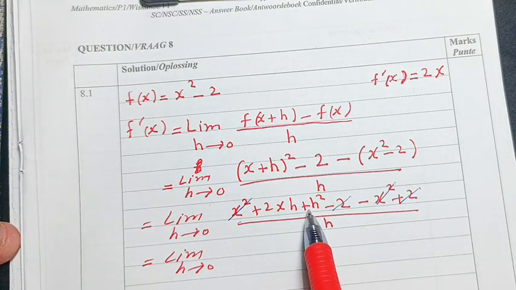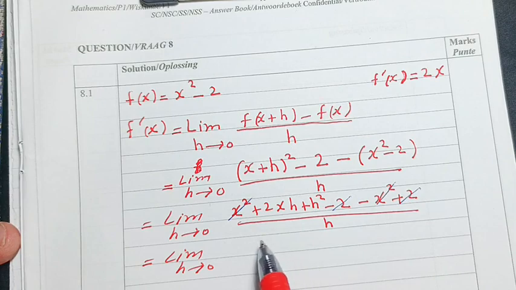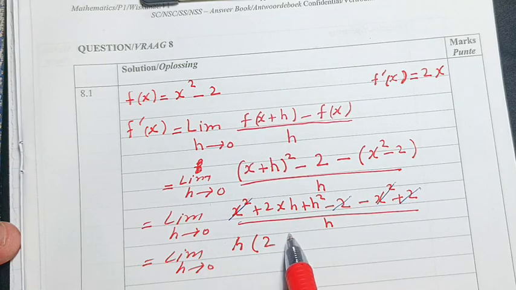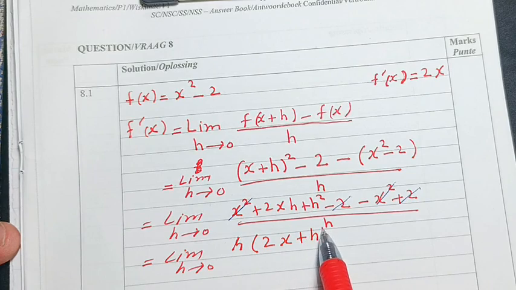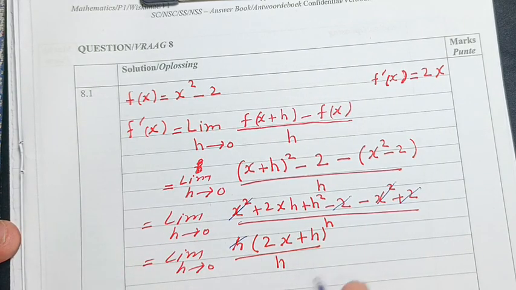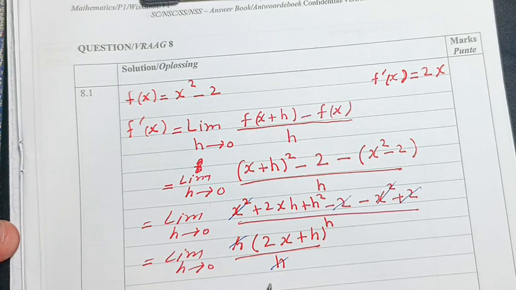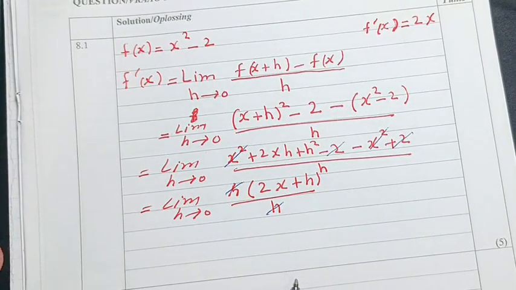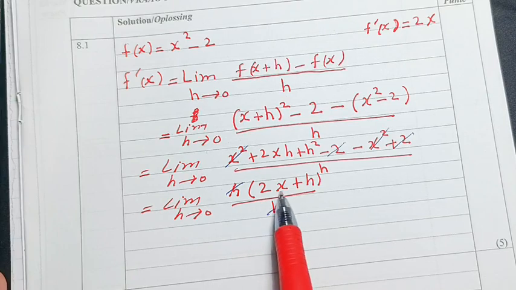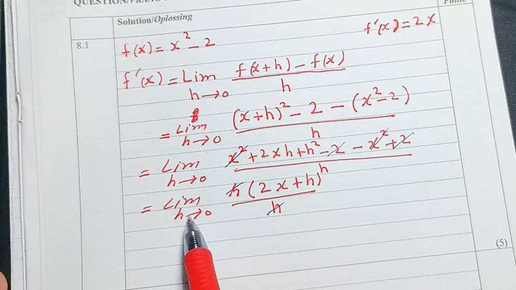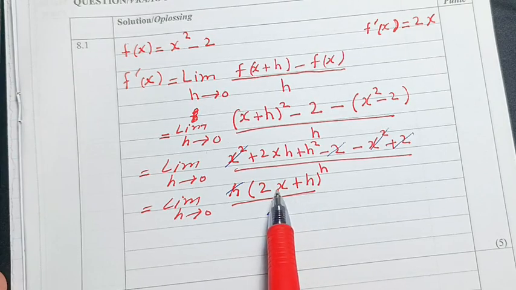Now in here h is common, so we have on top 2x plus h over h. Again h and h cancel. But remember, when you are left with one h, the denominator h cancels out, which means you are on the right track. So 2x plus h is left. Now I'm going to apply the limits. H approaches 0, in place of h it becomes 0, only 2x is left.